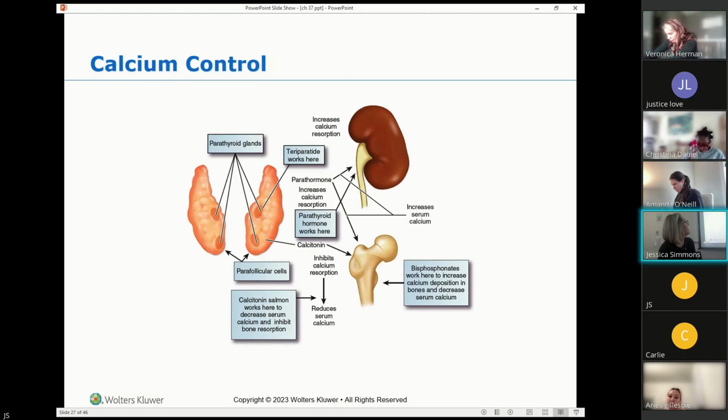So this is talking about ways that the calcium is used in the body. The parathyroid hormone works within the kidneys. It works within the bones, and it works within the thyroid and parathyroid glands.